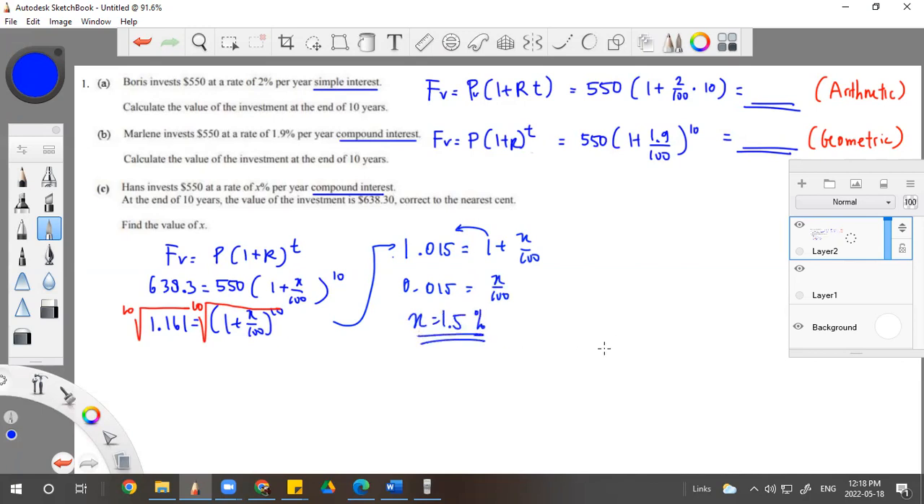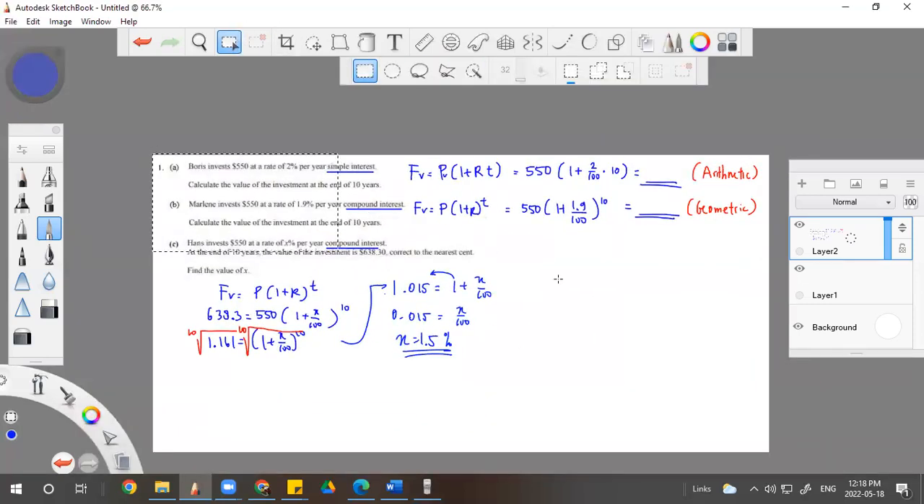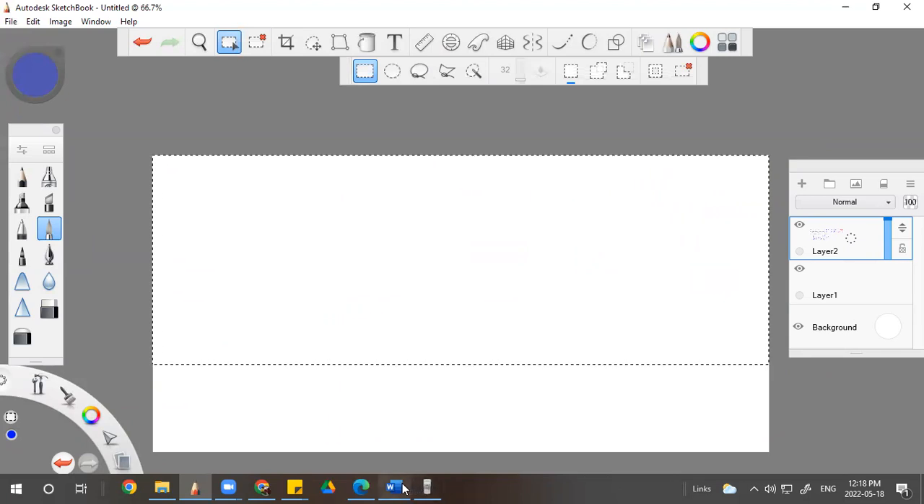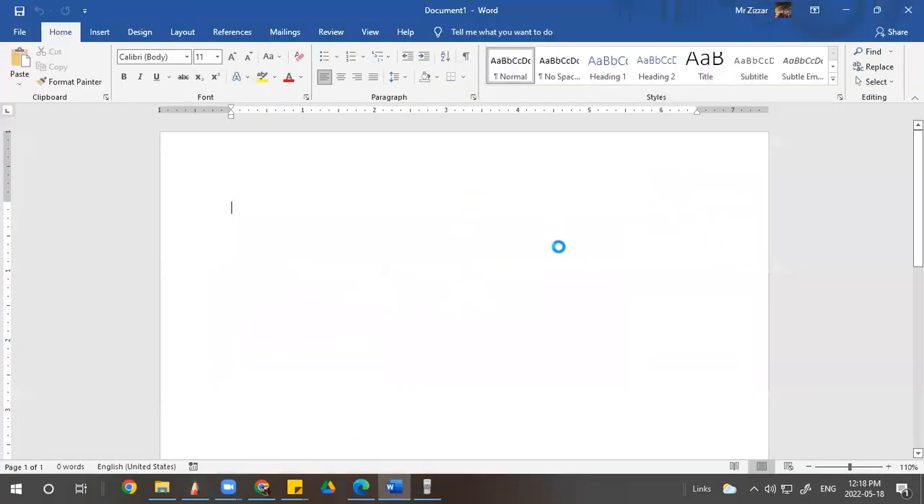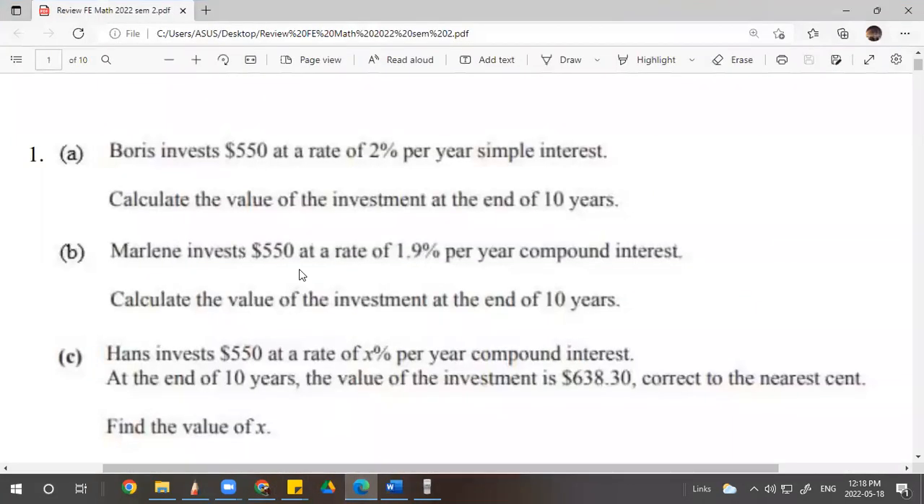Okay, again, this is a rounded number. I put the answer. Why? Because it's quite hard. That's still number 1. We still have many more numbers to go. Okay, that's for number 1. Let's do number 2.